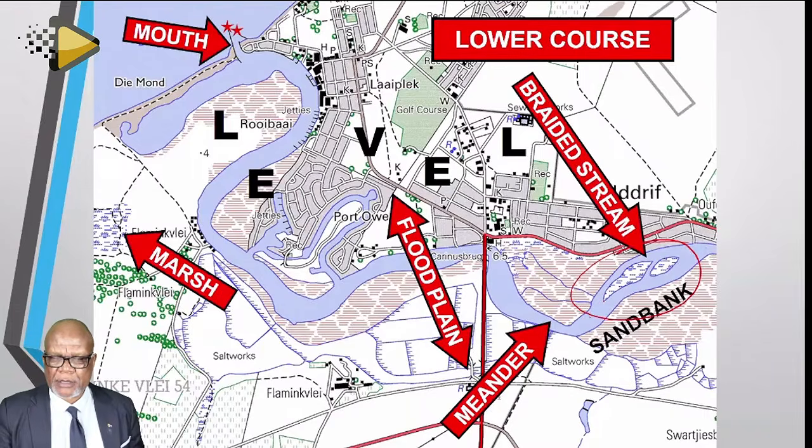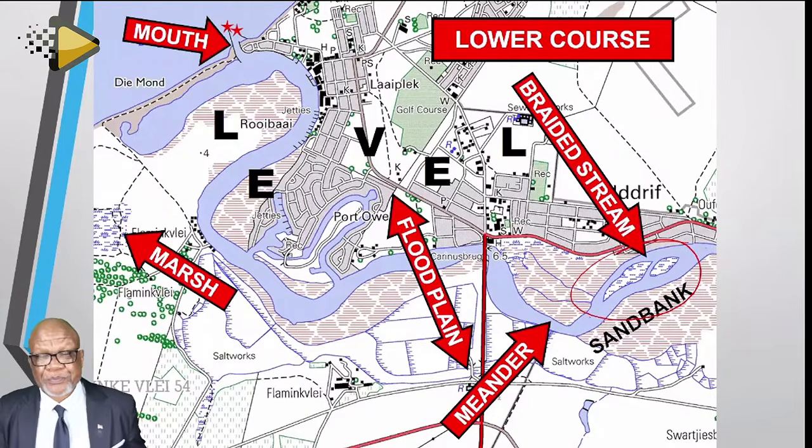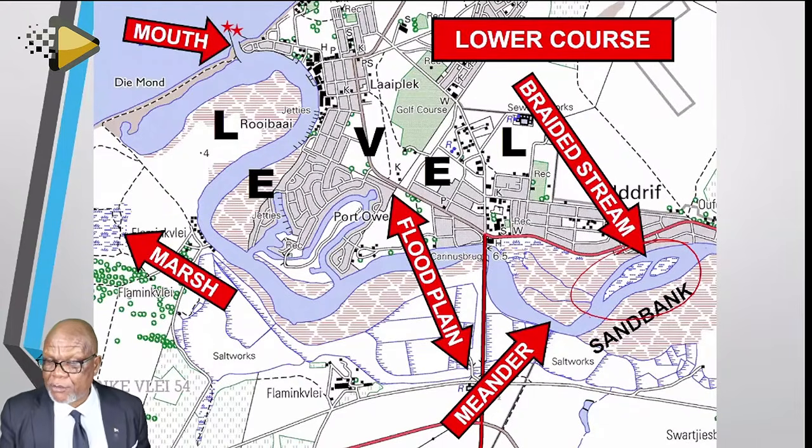But when it's a delta, the river is just going to have distributaries, and those distributaries will not join again. Each stream will be flowing into the sea. But here, what do we get? We have a braided stream. You can see you have your marshes and flats there. You have your sand deposits or sand banks that you can see there. So this is your braided stream.